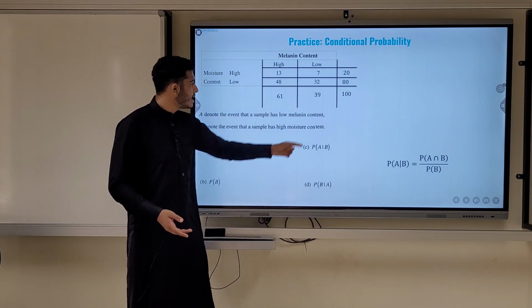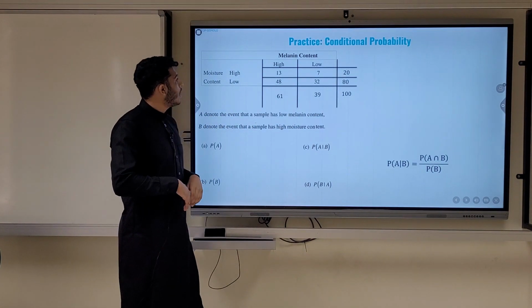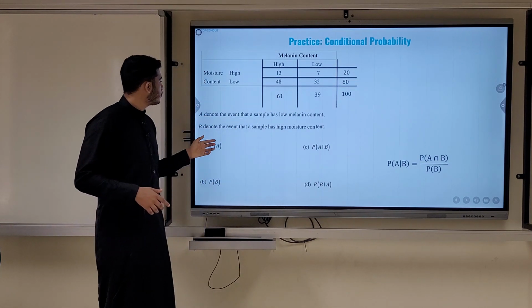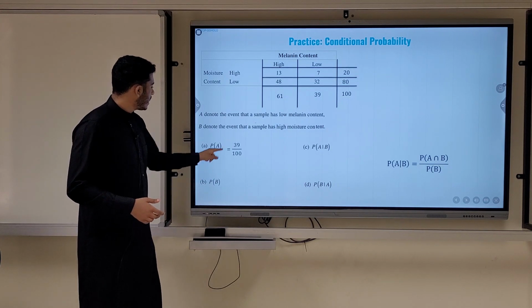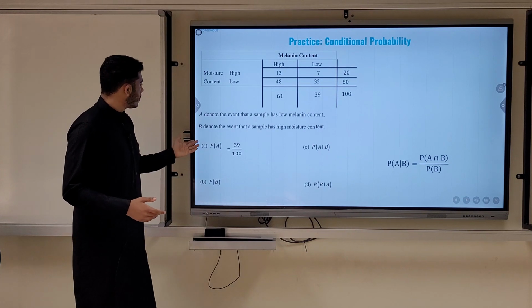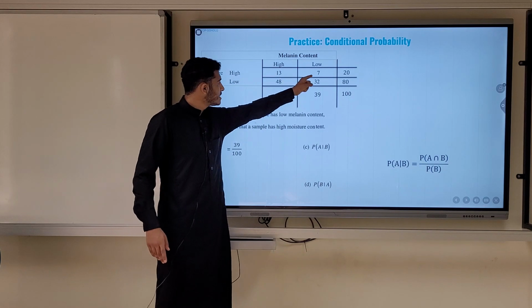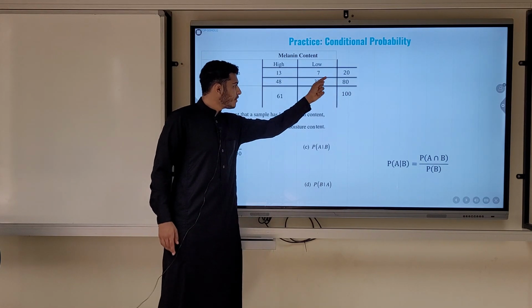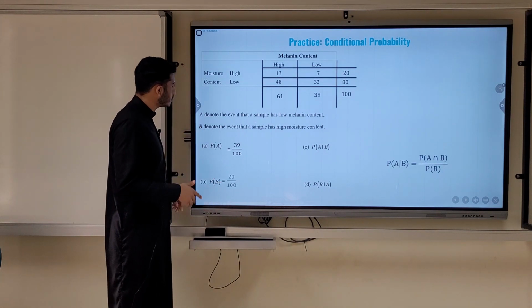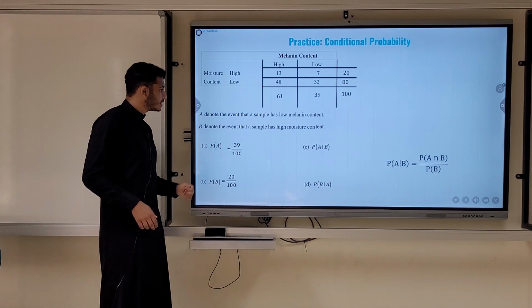Where is the total number of samples? It's this one here, after we add them together. We divide by this number, and we end up with 39/100. Now, the probability of B is the sample of high moisture content. So we add these numbers, we get 20, then we divide the 20 over the total number of samples, or observations, we have. So it's going to end up something like this.